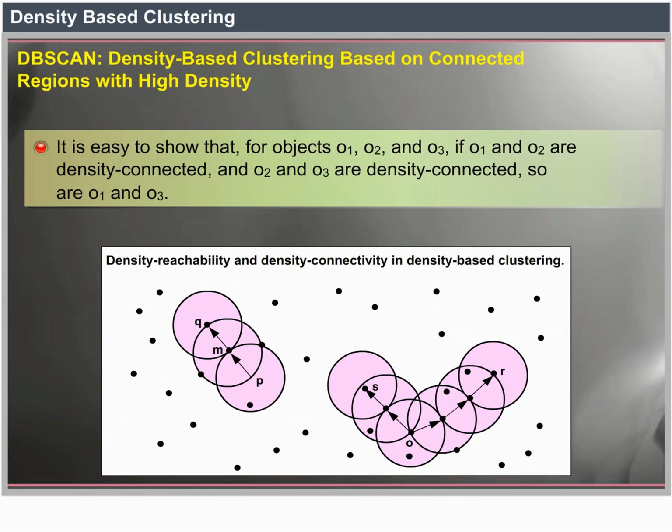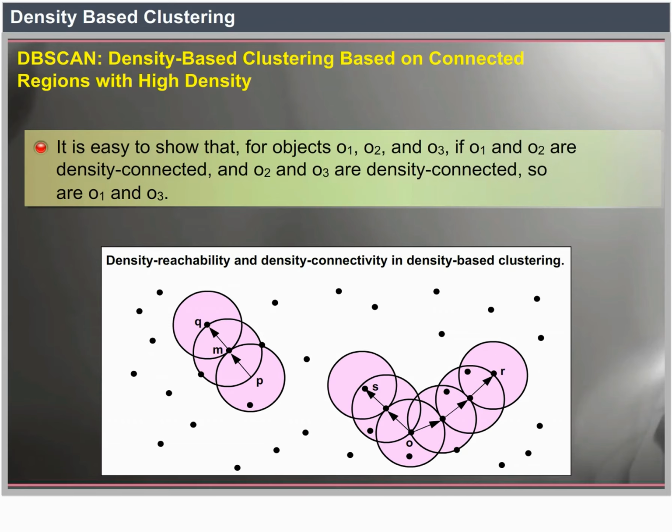It is easy to show that for objects O1, O2 and O3, if O1 and O2 are density connected and O2 and O3 are density connected, then so are O1 and O3. We can use the closure of density connectedness to find connected dense regions as clusters. Each closed set is a density-based cluster.